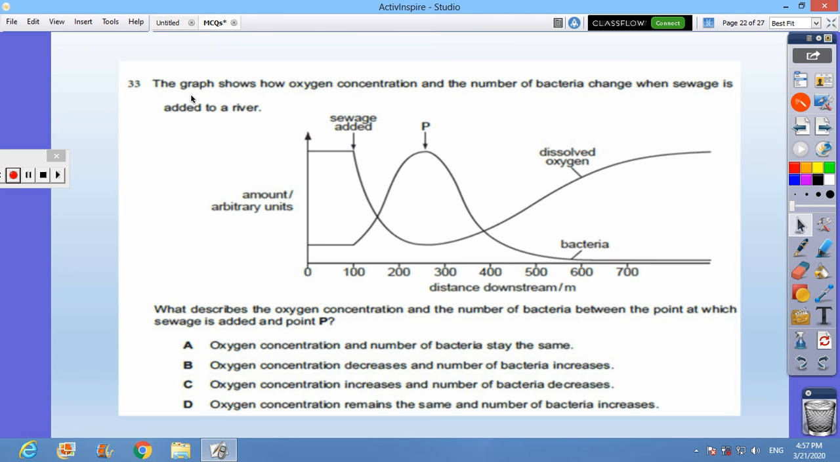33. The diagram shows how oxygen concentration and number of bacteria change when sewage is added to a river. What describes the oxygen concentration and the number of bacteria between the point at which the sewage is added and the point P? This is where sewage is added. This is point P. The answer is B. Oxygen concentration decreases, and the number of bacteria increases.